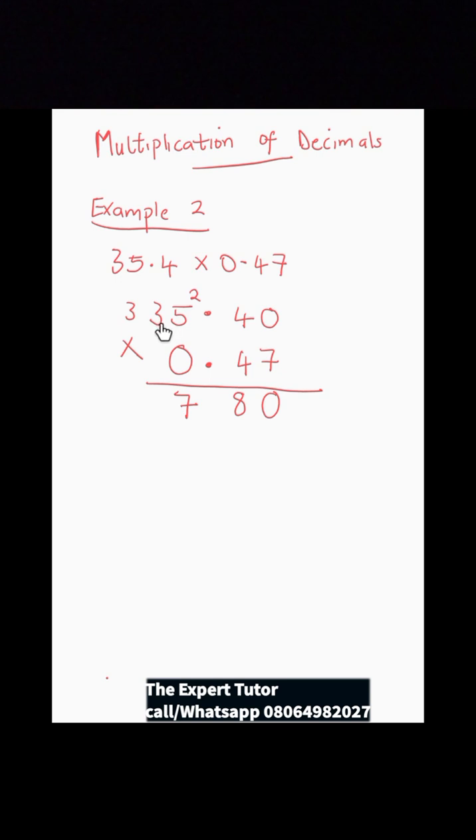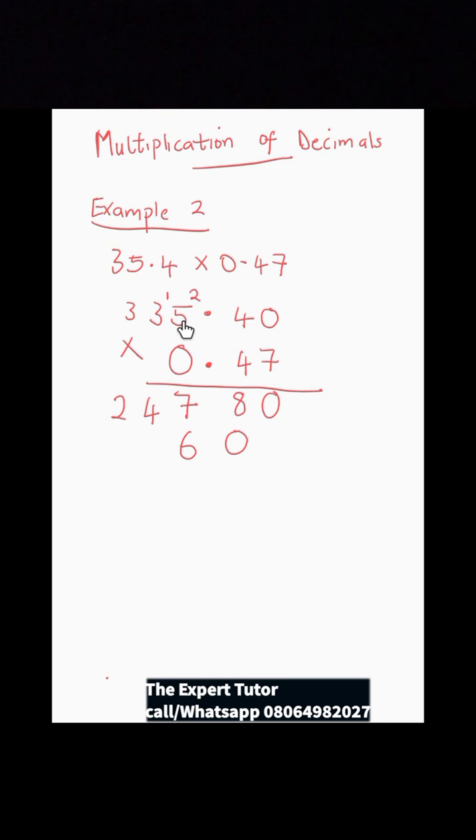7 times 3 gives me 21. 21 plus 3 gives me 24. So I'm going to write 24. Notice how I am arranging it. The next one now. 4 times 0 gives me 0. 4 times 4 gives me 16. I'm going to write 6, and I'll take 1 up here.